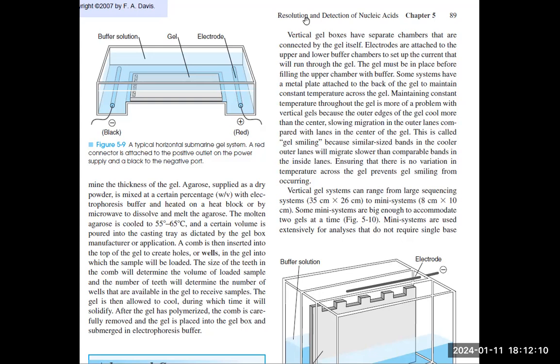We also have vertical gel boxes that are separate chambers connected by the gel itself, because this one has, you might see, 1, 2, 3. So we have a buffer for the cathode and a separate buffer for the anode. That's why we have 3 areas or divisions here, and the central part will be occupied by the PAGE gel. Okay. So electrodes are attached to the upper and lower buffer chambers to set up the current that will run through the gel. And the gel must be placed before filling the upper chamber with buffer.